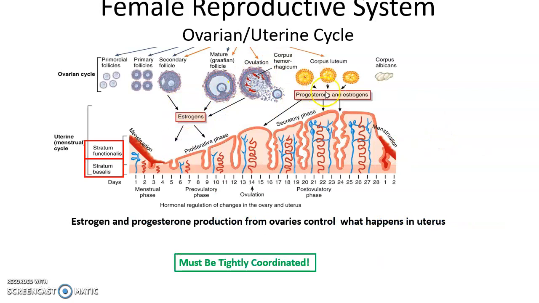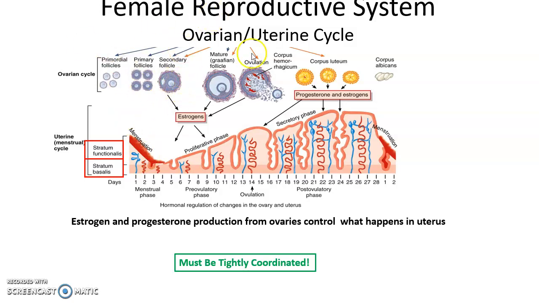So why do we need estrogen and progesterone? Well, initially, at the beginning of the uterine cycle and the beginning of the ovarian cycle, there are very low levels of estrogen in the bloodstream of the female. This leads to menstruation, the sloughing off of the functional layer of the endometrium.